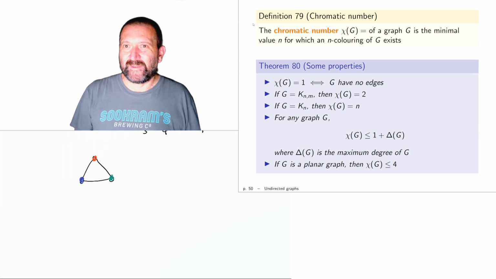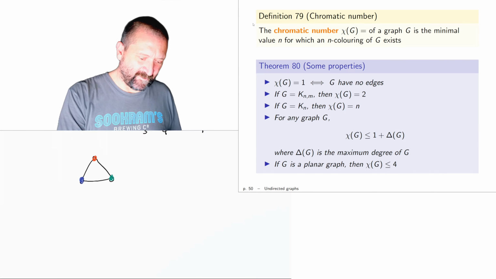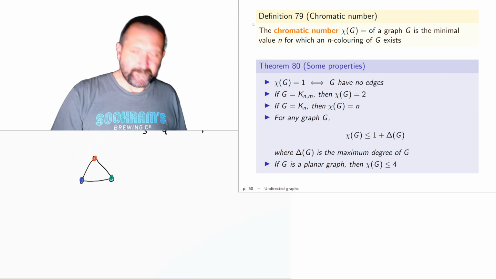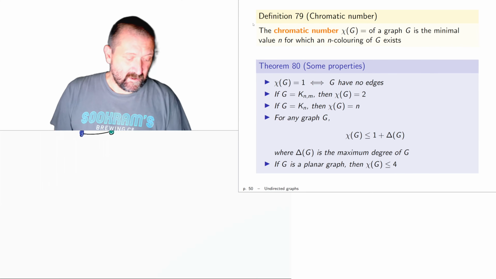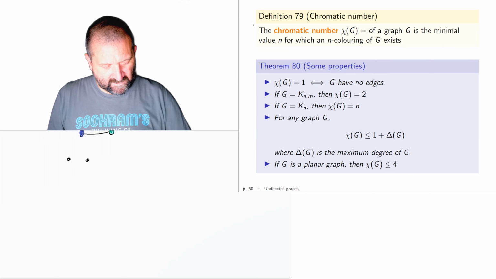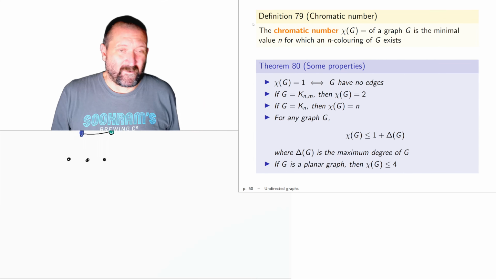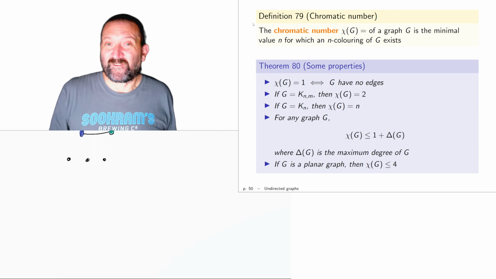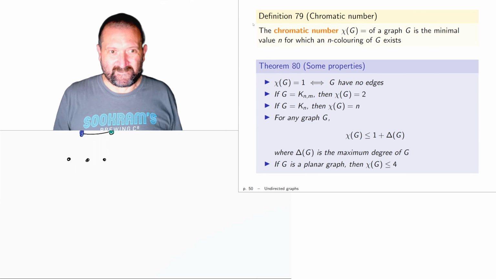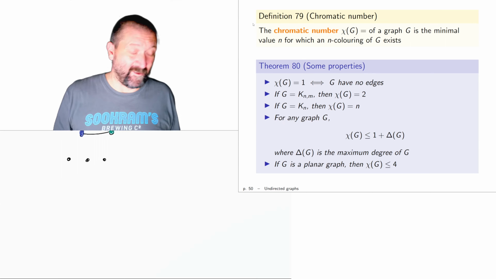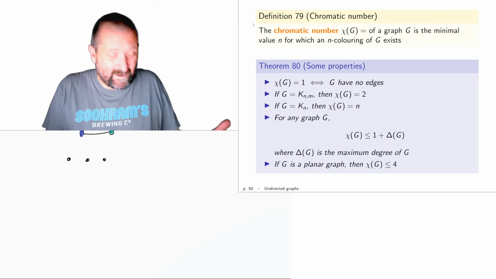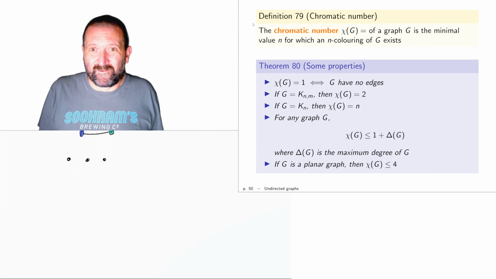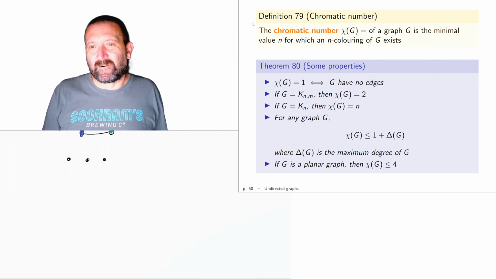So some properties of the chromatic number. The first one is quite easy to see when you think about it. The chromatic number of a graph with no edges is 1. Well, okay, I can take a graph like this, and let's just paint it black and just say, well, these three vertices are not adjacent, so I can use the same color for all of them. There's not a problem.